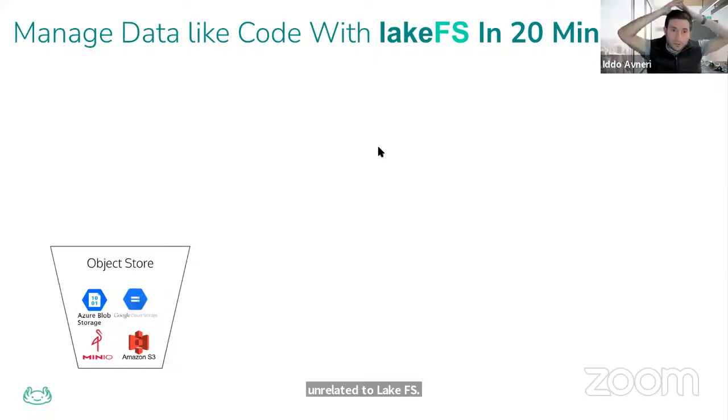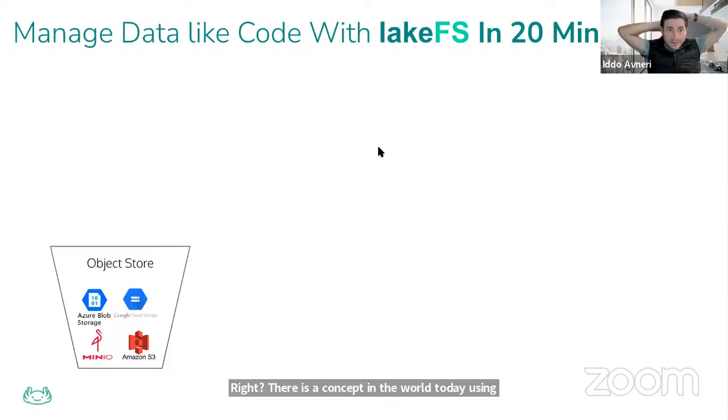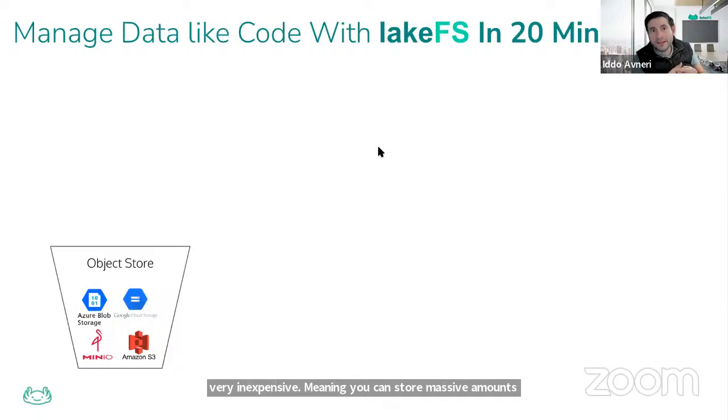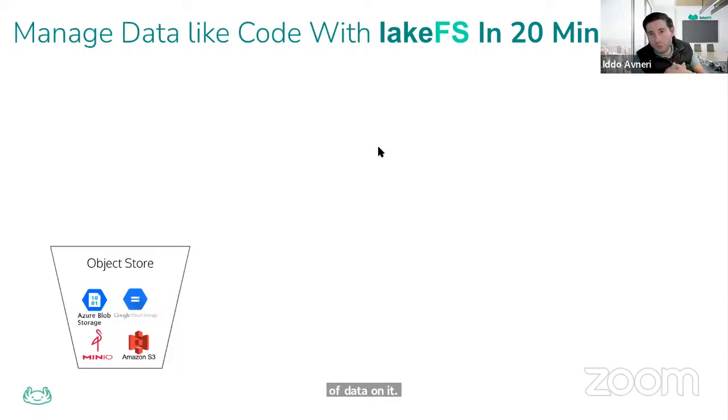There is a concept in the world today of using data lakes. The common architecture of a data lake is that you have some sort of object storage, such as AWS S3, Azure Blob Storage, Google Cloud Storage. These are all cloud vendors' object storage, but there are also a lot of object stores which are cloud agnostic or can even run on-prem. A lot of storage manufacturers have different object stores like MinIO, Dell ECS, NetApp StorageGRID, and a lot more. The idea with an object store is that A, it is very inexpensive, meaning you can store massive amounts of data on it, and B, it has incredibly high throughput.